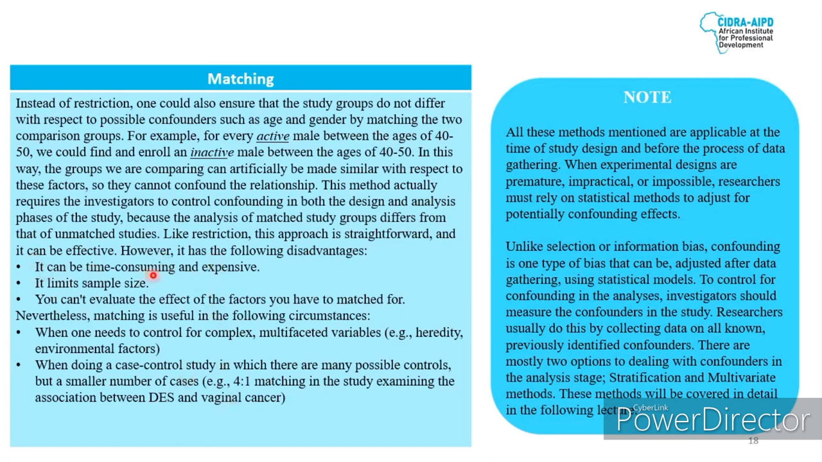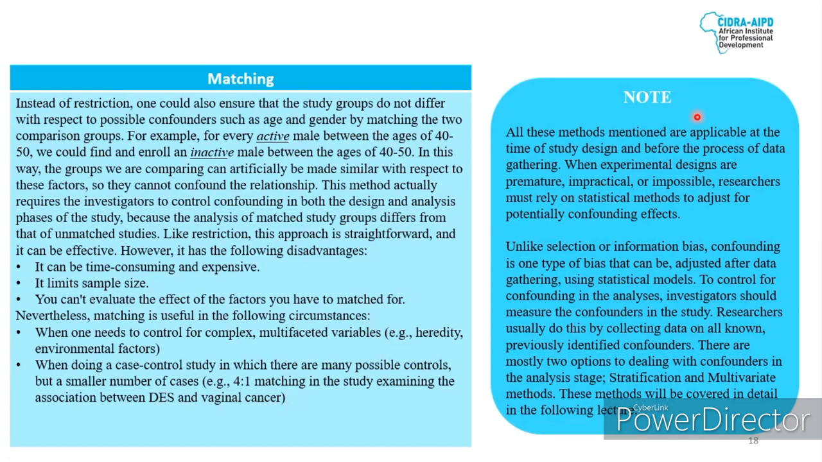First, it can be time-consuming and expensive. Second, it limits sample size. Third, you can't evaluate the effects of the factors you have matched for. Nevertheless, matching is useful in the following circumstances. If one needs to control for complex multifaceted variables, for example, heredity or environmental factors, then matching is very important. Or while doing a case control study in which there are many possible controls but a smaller number of cases. Example, 4:1 matching in a study examining the association between DES and vaginal cancer. In this scenario, matching can also be quite effective.